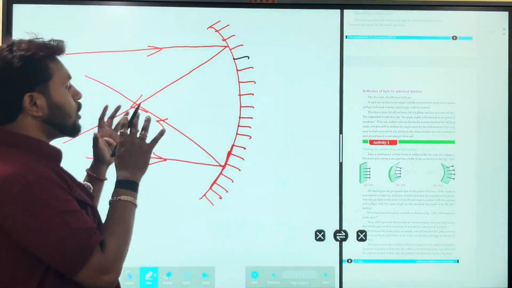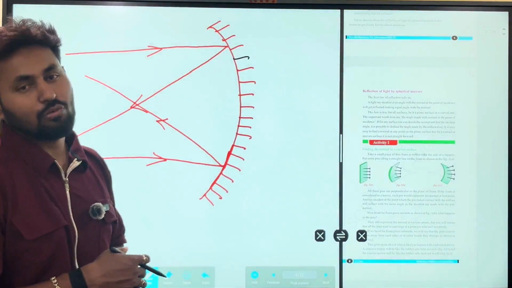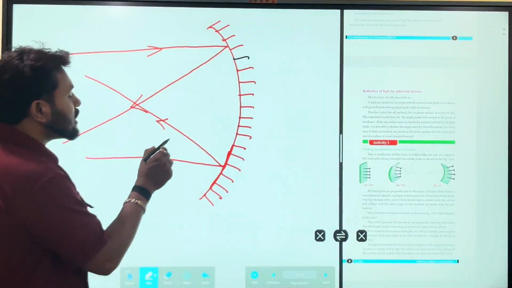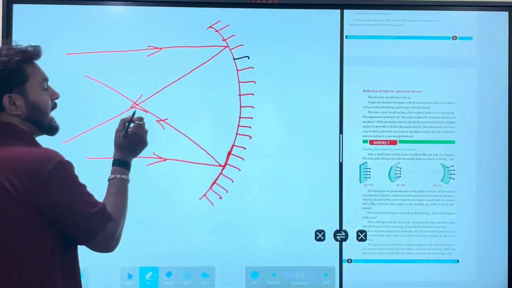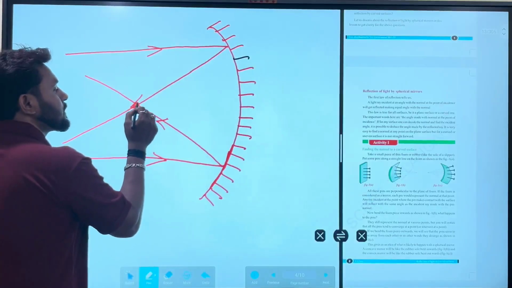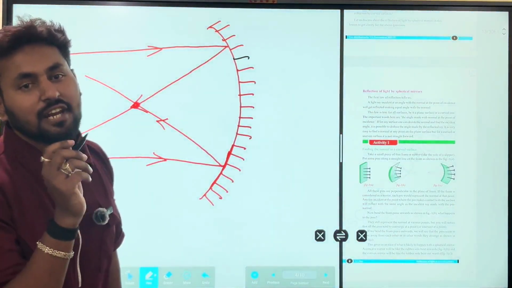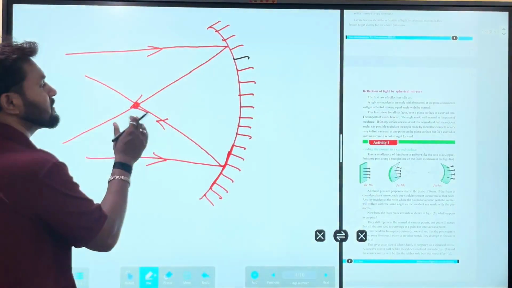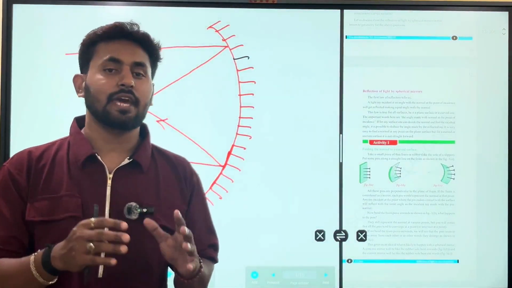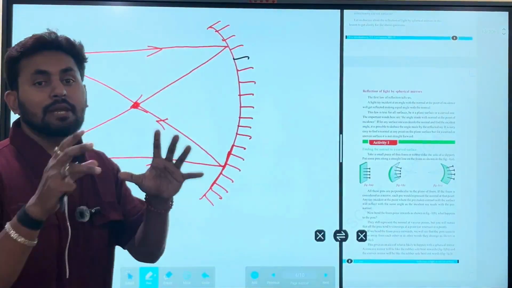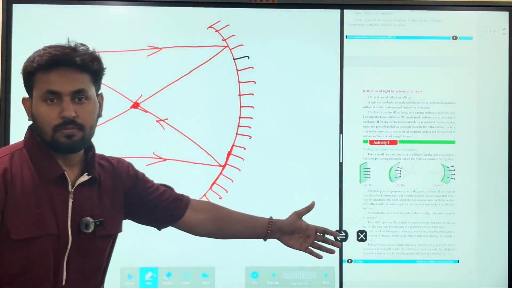Now, concave mirror is also called a converging mirror. Why do we call that? Because all the reflected rays in a concave mirror get pointed and meet at one place. What kind of ray meets? Reflected rays meet. That's why we call this a converging mirror, because all the reflected rays in a concave mirror will come and meet at one point. And what do we call that point? I'll teach you further.